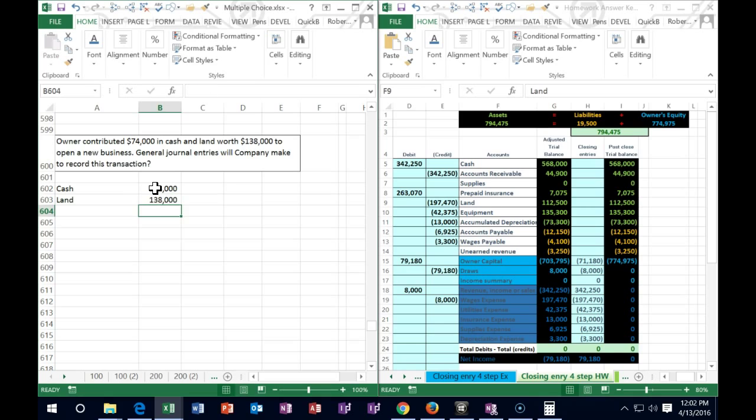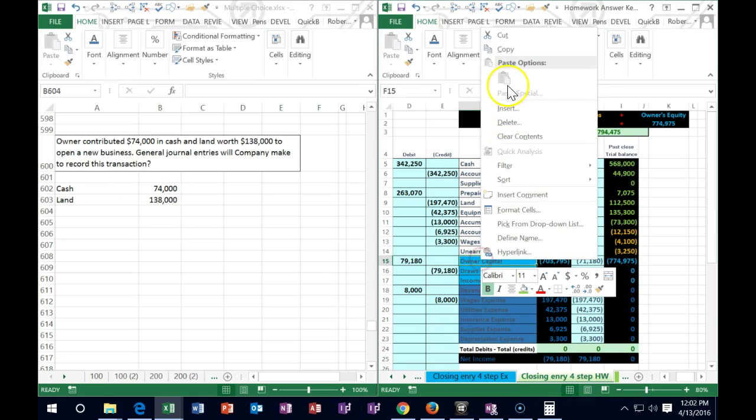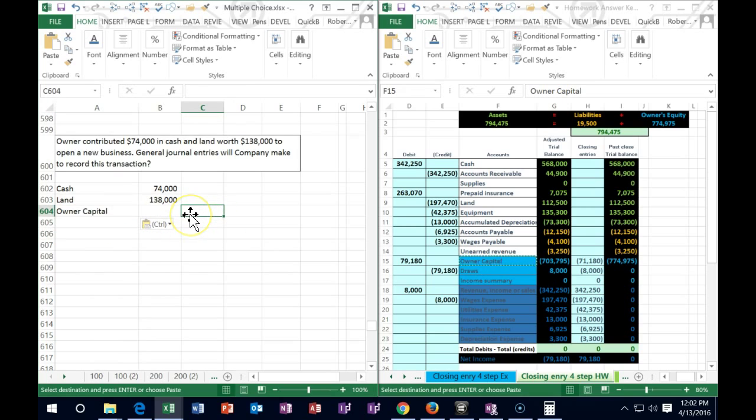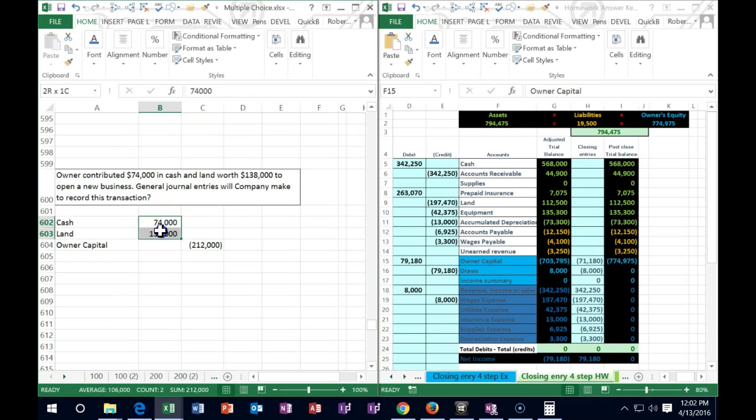And then we got to think about, well, who put it in there? The owner put it in there. That means the company owes it back to the owner. And we represent the owner's account as the capital account. So the capital account, again, it's kind of like a liability in that it's a credit balance. It's what the company owes to somebody, in this case the owner. And we're going to sum this up, so the 74 and the 138 add up to the 212. That's going to be the credit.